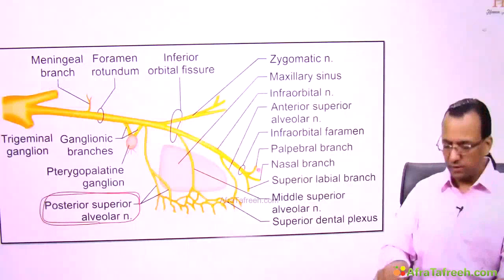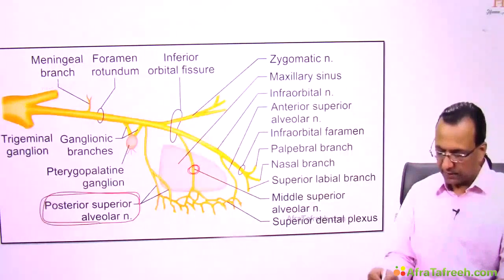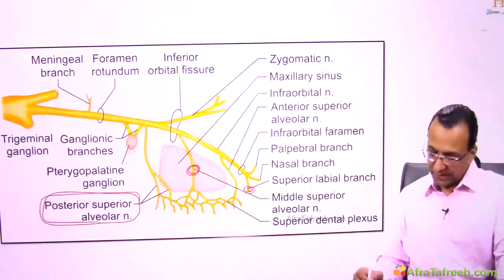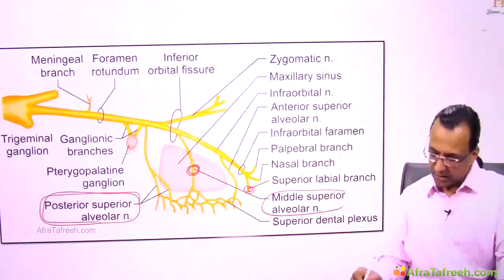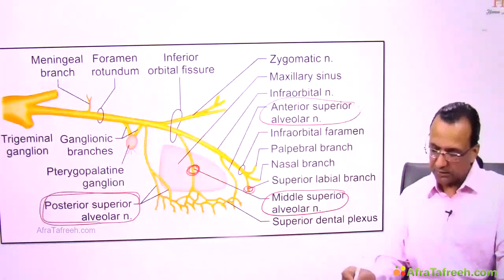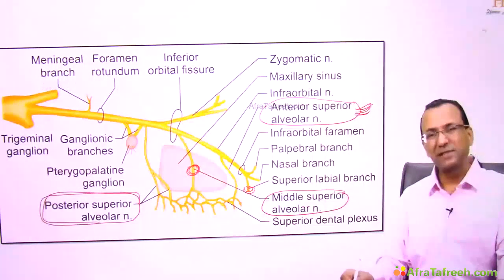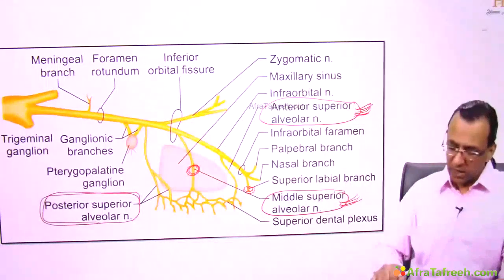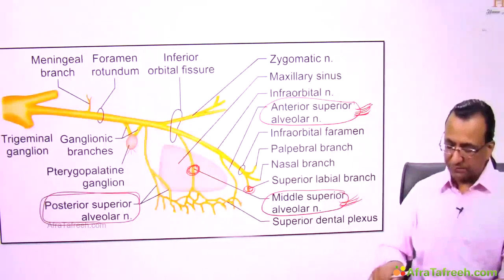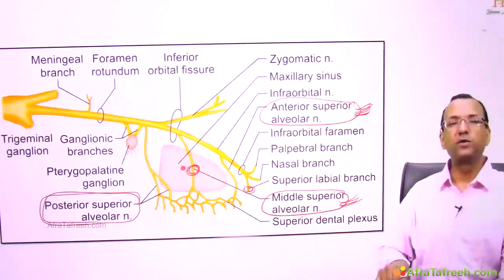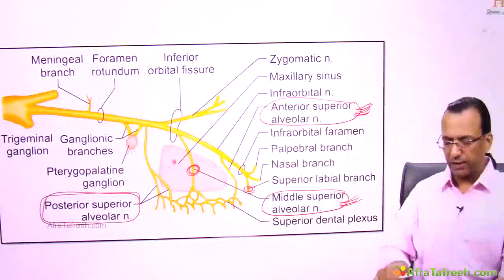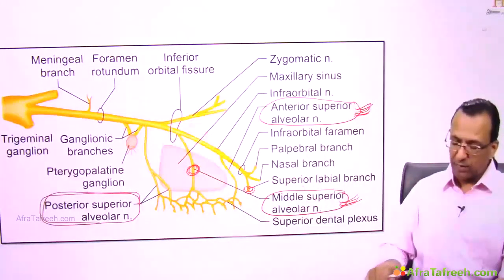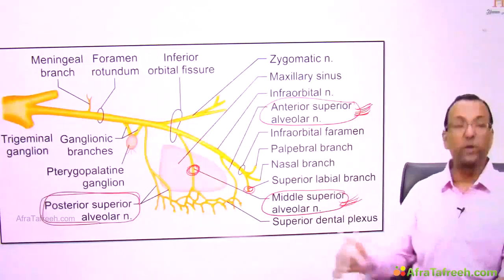Which branches go to the upper teeth? They are called the middle superior alveolar nerve and the anterior superior alveolar nerve, and they supply the anterior teeth, the incisors and canines. This is what we have to discuss. Also remember, these nerves carry the pain of maxillary sinusitis too. The pain of maxillary sinusitis and the pain of the upper teeth are carried by the branches of the inferior orbital nerve and maxillary nerve. This is what we have discussed earlier.